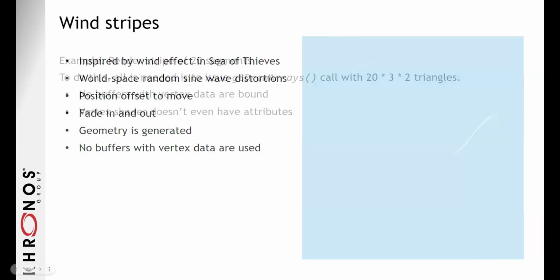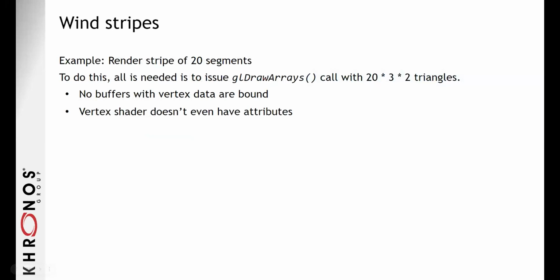So how does it work? Let's take a look. For example, we need to draw a wind stripe of 20 segments. To do this, all that is needed is to issue a glDrawArrays call with 20 times 3 times 2 vertices. And no buffers with any vertex data are bound. In fact, the vertex shader doesn't even have attributes. This is again not quite typical usage of OpenGL shaders, but yet a perfectly valid one.